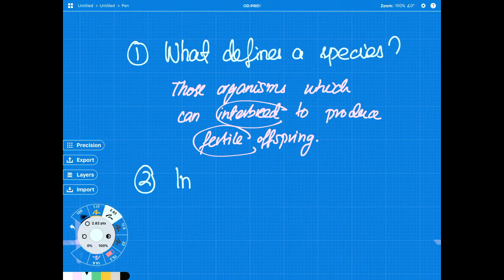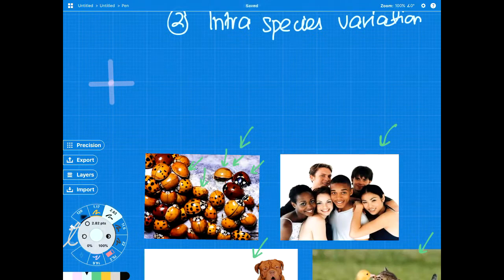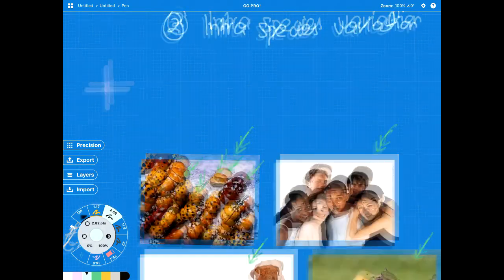The second conclusion is that we saw some intra-species variation. These bugs, they're one species but they differ. These humans are one species but they also differ.